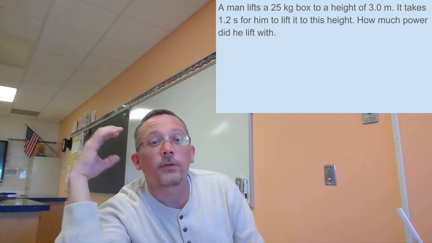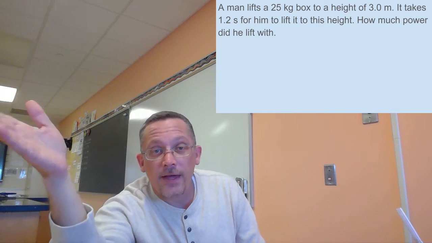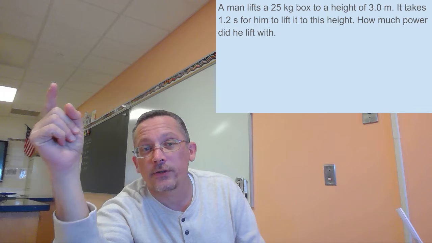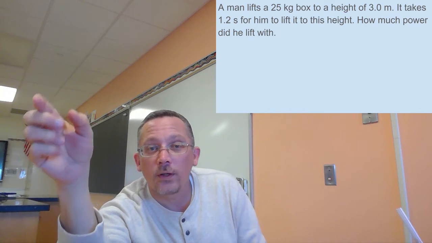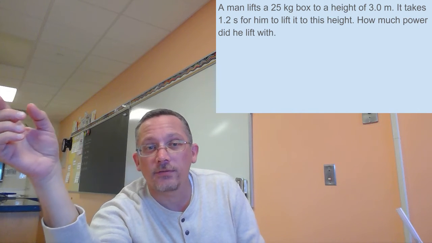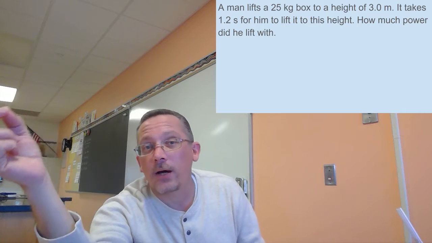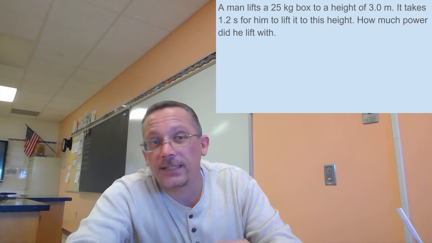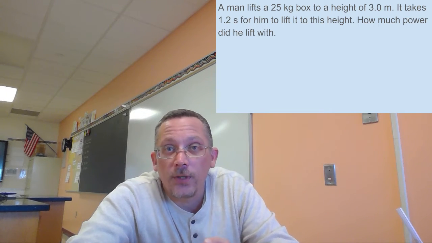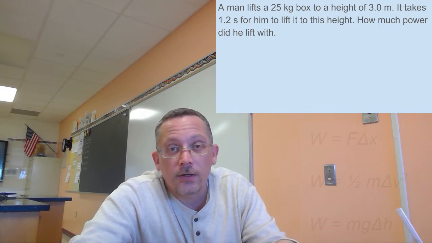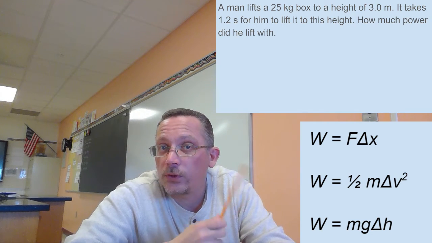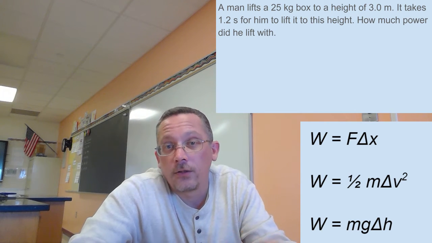All right, one more example here. This one says a man lifts a 25 kilogram box to a height of 3.0 meters. It takes 1.2 seconds for him to lift it to this height. How much power did he lift with? Okay, well, this one, they didn't tell us the work. So the first thing I'm going to do is find the work. I'm going to take a look at the equations for work and decide which one is going to help me find the work.